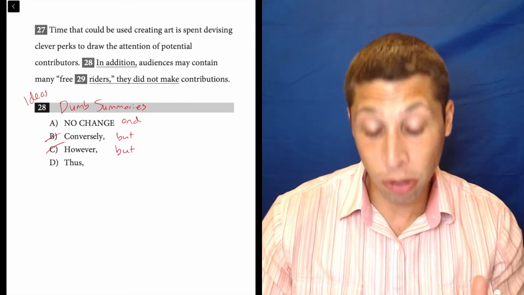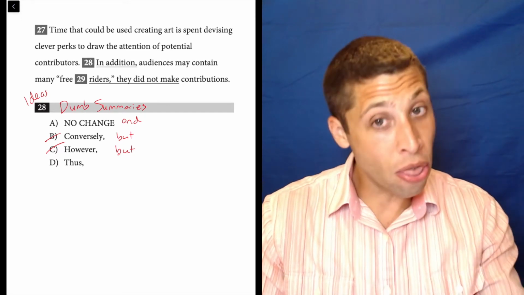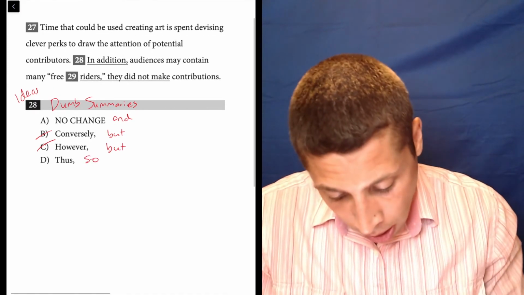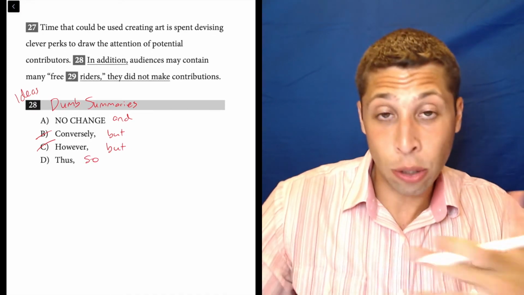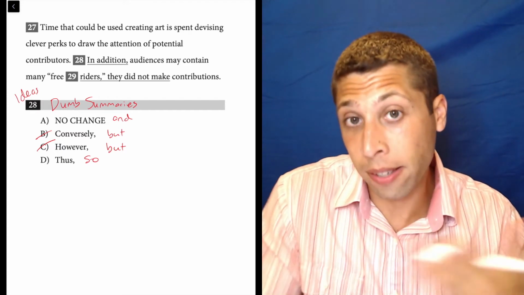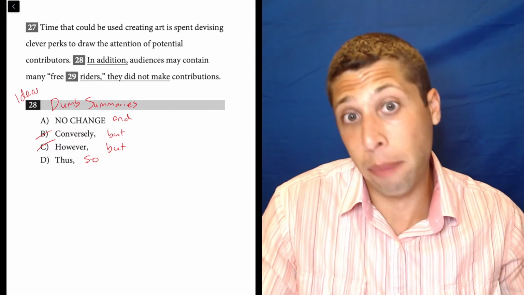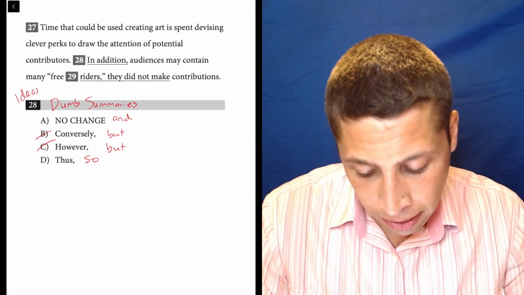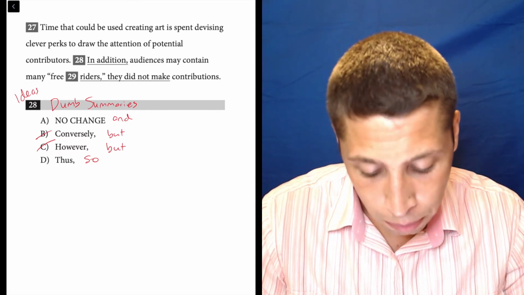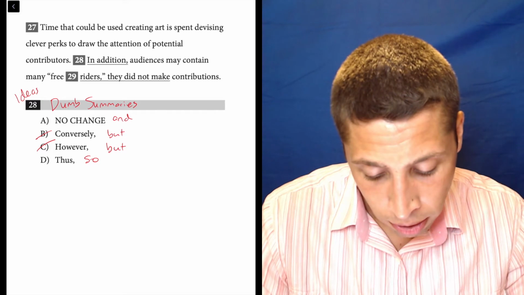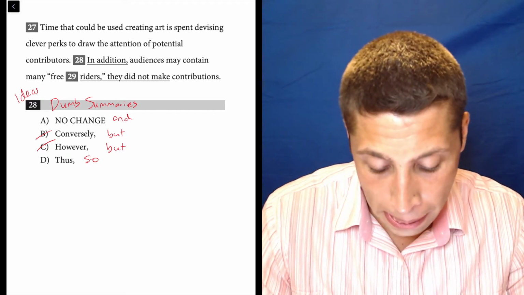Because now we're choosing between an and thus, which is a fancy way of saying so. So let's look at the sentences. Let's see, do we need an and or do we need a so? We can even substitute those words in and see if one sounds better. That might help us. Time that could be used creating art is spent devising clever perks to draw the attention of potential contributors. Audiences may contain many free riders. They did not make contributions.